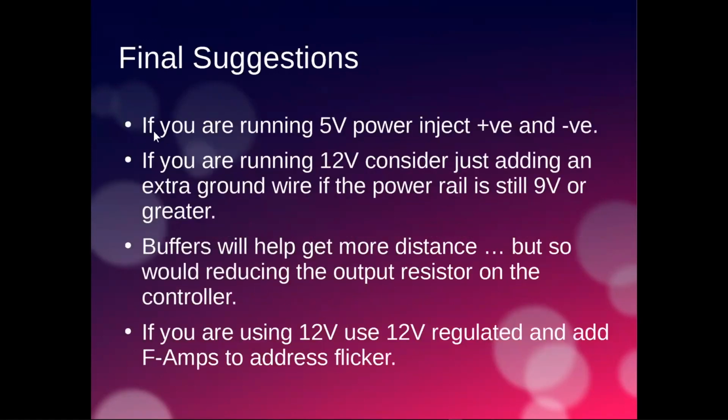So my final suggestions: if you're running 5-volt power, inject often, and inject positive and negative. If you're running 12 volts, you may want to consider just adding extra ground wires. If your wiring is such that you have an extra wire, always connect that wire to ground and bolster your ground wire, because it will help your signal distance, particularly if the positive rail is 9 volts or greater, because you just need more ground. Buffers will definitely help you get more distance, but so would reducing the output resistor on the controller to 33 ohms, or 50 maybe if you want. And if you're using 12 volts, use regulated and add AF amps to address flicker. Apart from the distance to the first pixel, 12 volt regulated are generally going to be better than the resistive ones in terms of the distance they deliver and the color they deliver out the end.